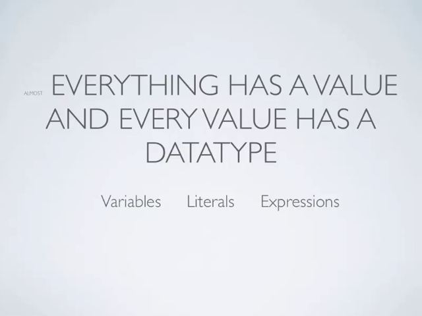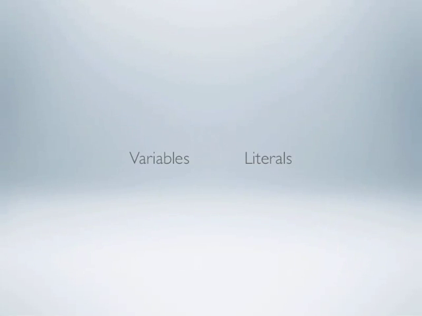In this episode I want to talk about the fact that in JavaScript almost everything has a value and every value has a thing called a data type. Primarily we're going to be talking about things called variables, literals, and expressions. Variables and literals are things that we've actually discussed previously, so hopefully by this point you have a working idea of what those two things are.